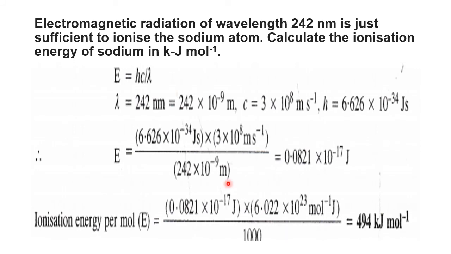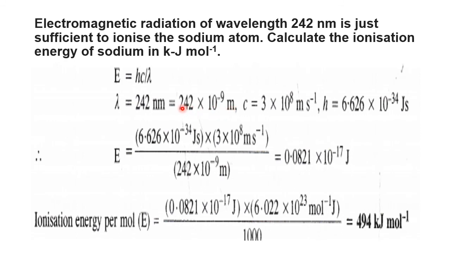Now, next: electromagnetic radiation of wavelength 242 nanometer is just sufficient to ionize sodium atom. Calculate the ionization energy of sodium in kilojoules per mole. So he has given the wavelength to ionize, 242 nanometer. So 242 nanometer equal to this much meter by multiplying with 10 to the power minus 9 converting factor. Please refer to the first chapter: nanometer, picometer, angstrom unit, all those we have studied in the first chapter itself. So 242 nanometer equal to 242 into 10 to the power minus 9 meters.